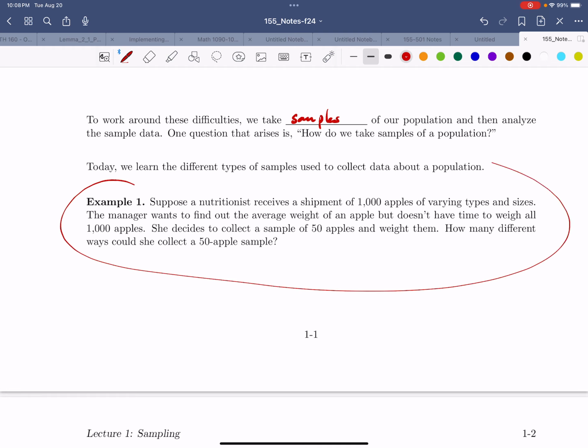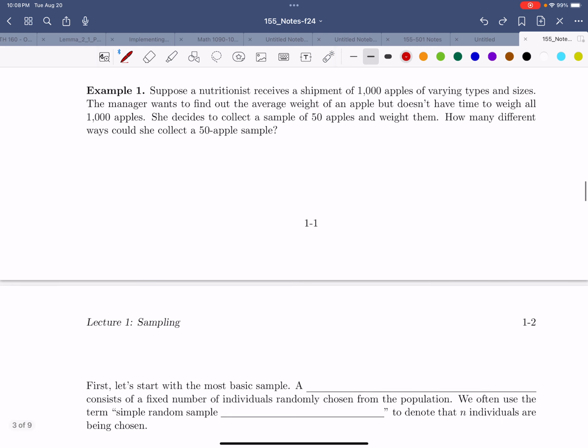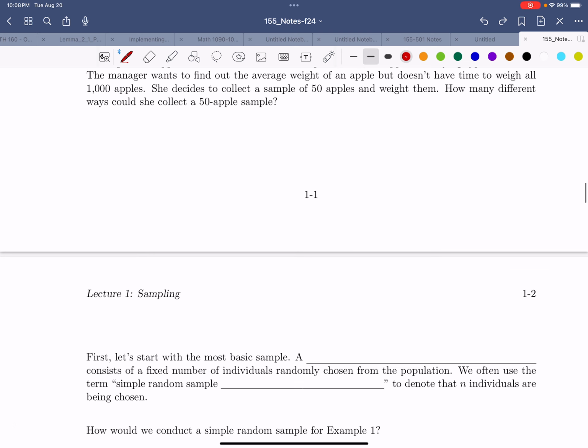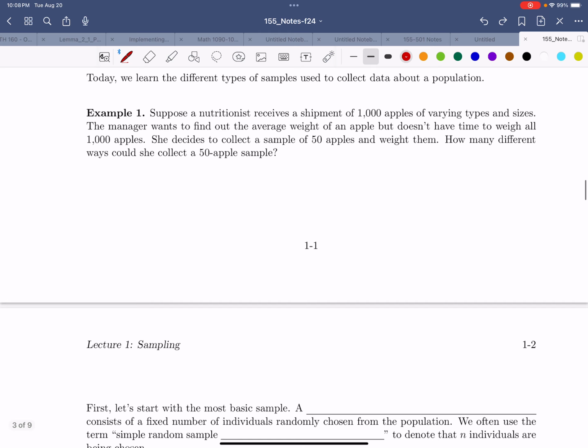So let's consider this guiding example. A nutritionist receives a shipment of 1,000 apples, wants to figure out the average weight of an apple, but she can't weigh all 1,000 of them, so she takes a sample of 50. So let's think about all the different ways you could take a 50 apple sample, and I'll let you know that in class tomorrow, I'm going to ask you about all the different ways you could sample these apples, and I want you to come up with a sampling technique for every single sample that we learn about.